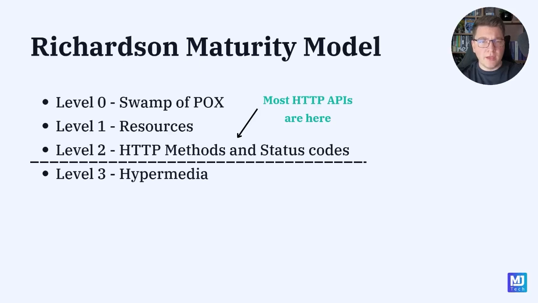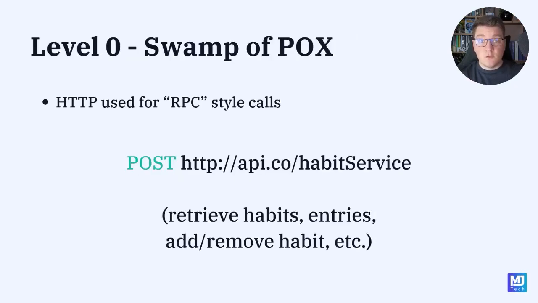Now, let's take a look at a few examples to try to understand what the API surface looks like on each of these levels. We'll start from level 0, which is the swamp of POX, or plain old XML, and this is basically a web API that uses HTTP for RPC style calls. RPC stands for Remote Procedure Call.